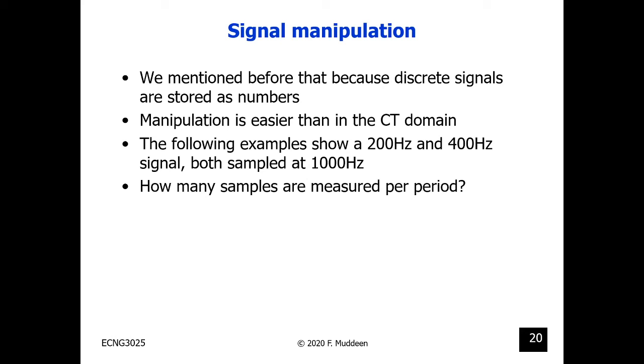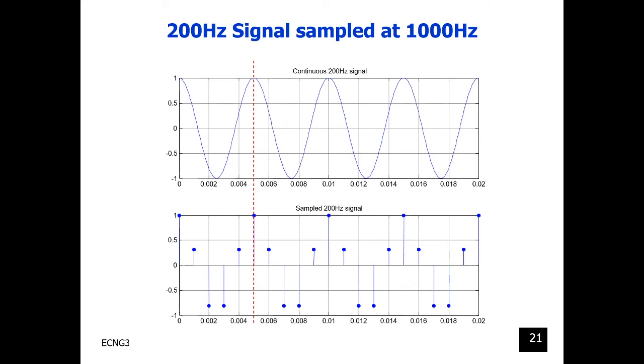So if we take our 200 Hz signal as seen above, and we sample it at 1000 Hz, we can observe here that we get 1, 2, 3, 4, 5 samples for every period. And this is quite true if we take the 1000 Hz sampling frequency and divide it by the original frequency, 200, and we get 5, representing the amount of samples we get for each period.